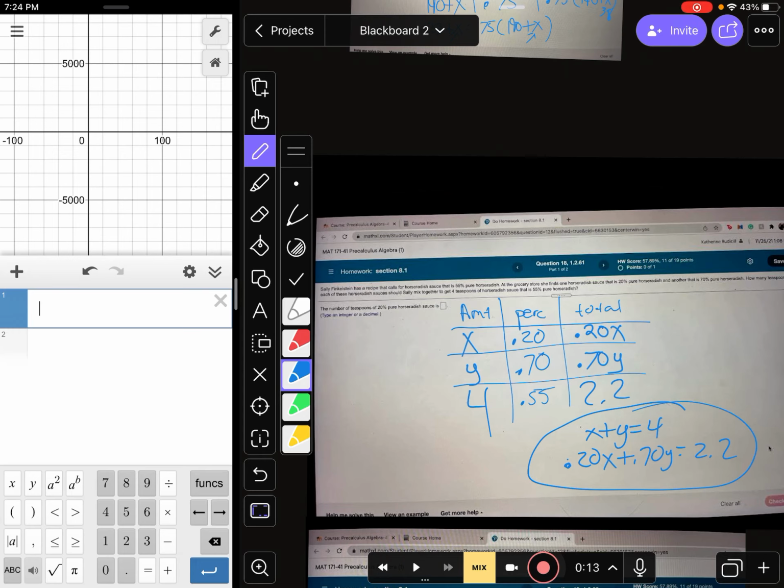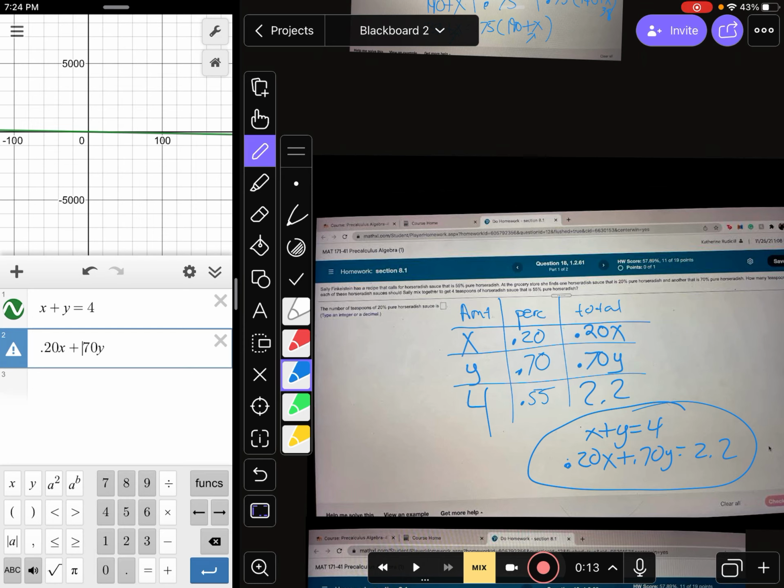This is your system. Remember, you can use substitution, you can use elimination, or you can graph. It just depends on what he told you to do. I'm going to graph it a little bit quicker. It'll save us some time. But if you don't remember how to do the other ones, just let me know and I'll show you how to do it. X plus y equals 4. I just type them straight in. And 0.20x. Don't forget your x's and y's. You saw what happened last time when I did that.